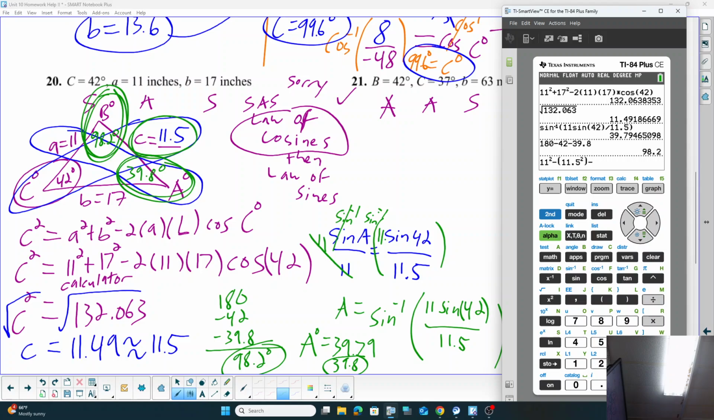What's the other side? 17. This is finding A right now, so that would be this number. And then we would divide by the other thing, minus 2 times those sides. So minus 2 times 11.5 times 17. And then we would inverse cosine that. So that's our answer, and that should give us 39.8.